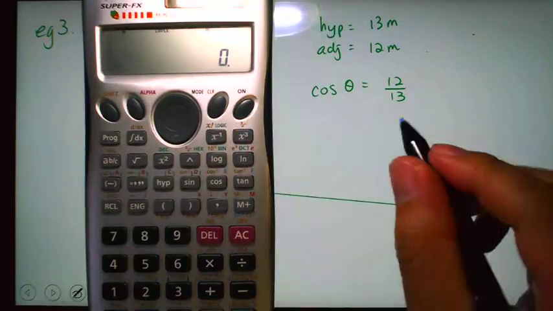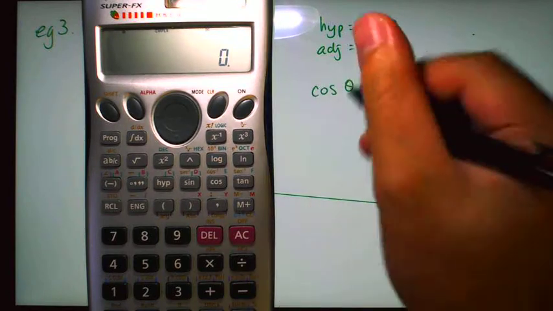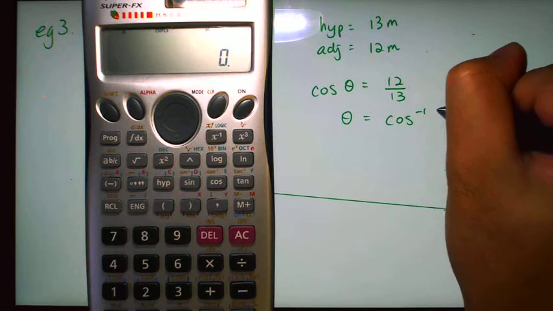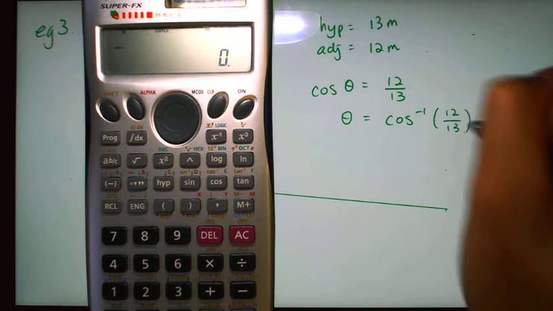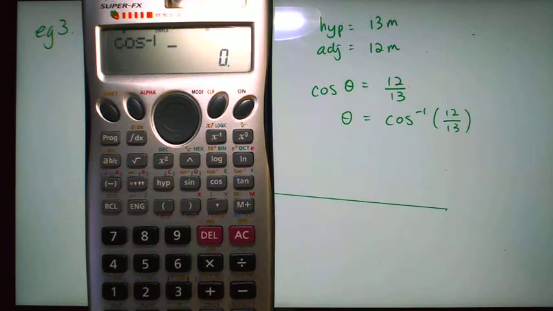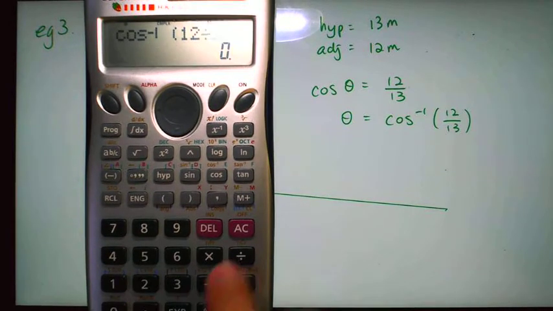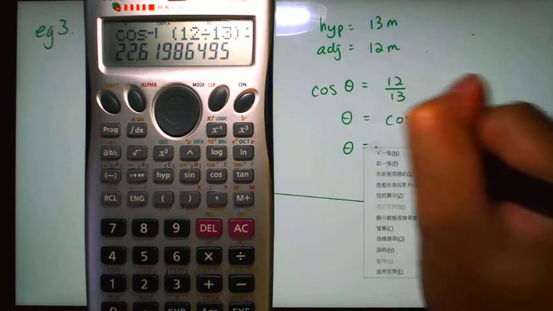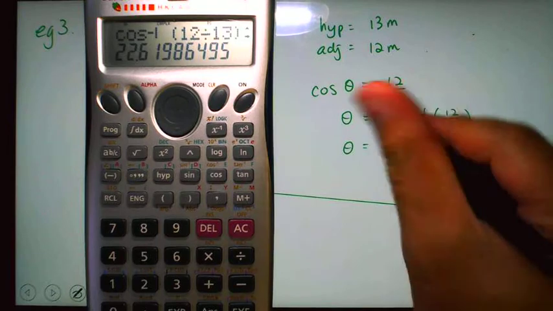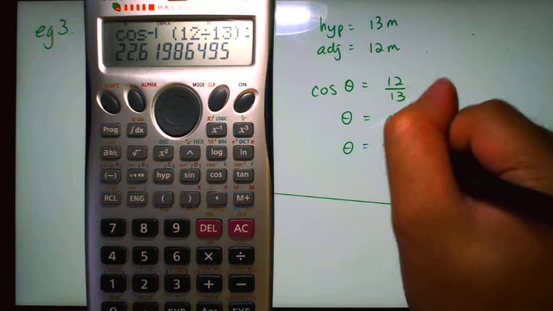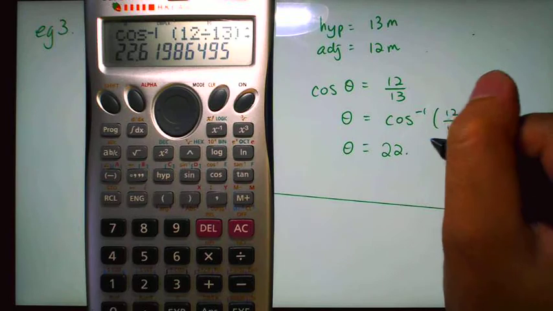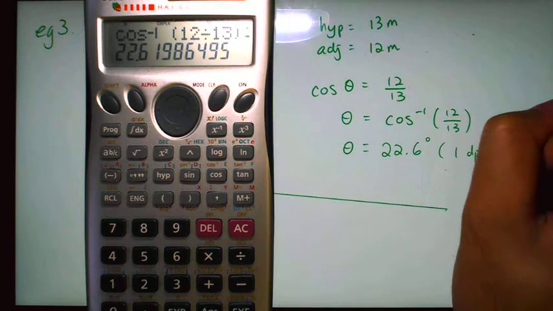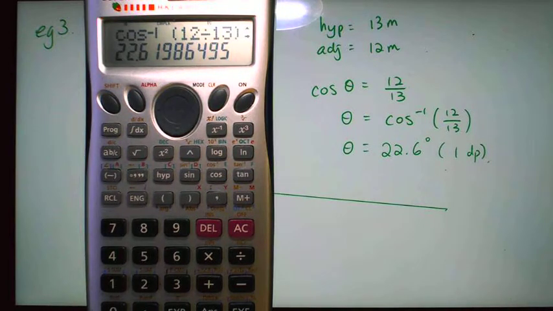So again, because we're looking for the angle, so what should we do? We have to inverse of the cosine for this question. Inverse cosine, bracket 12 over 13 bracket equals, so equals to 22.6 degrees, 1 decimal place.